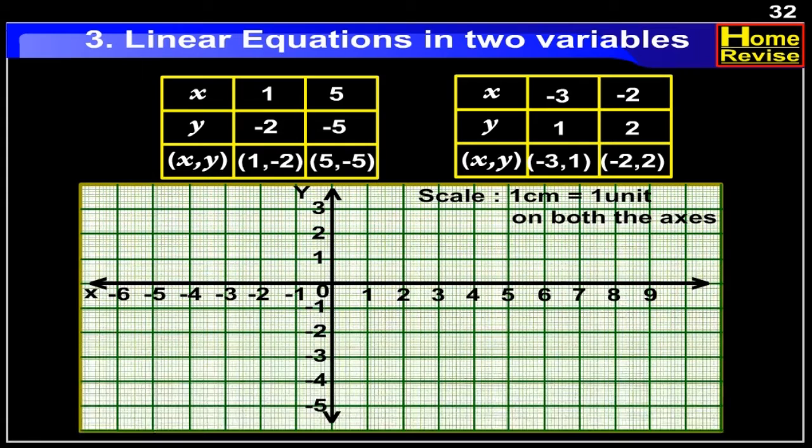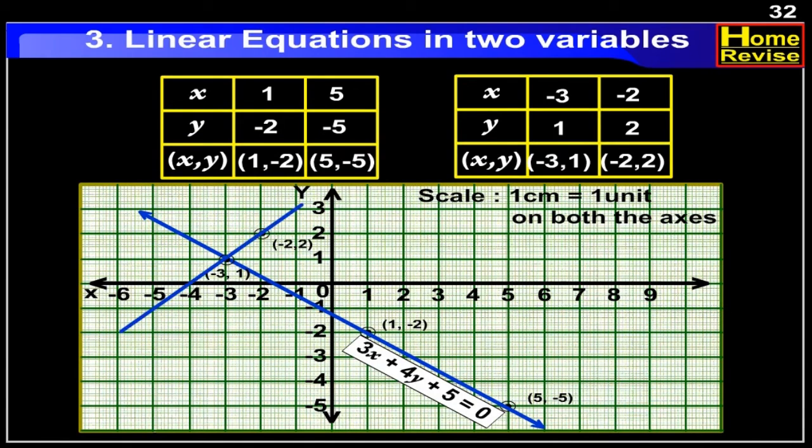Now plot the points 1, minus 2 and 5, minus 5 and join them to get the graph of equation 3x plus 4y plus 5 is equal to 0. Similarly, plot the points minus 3, 1 and minus 2, 2 and join them to get the graph of equation y is equal to x plus 4.